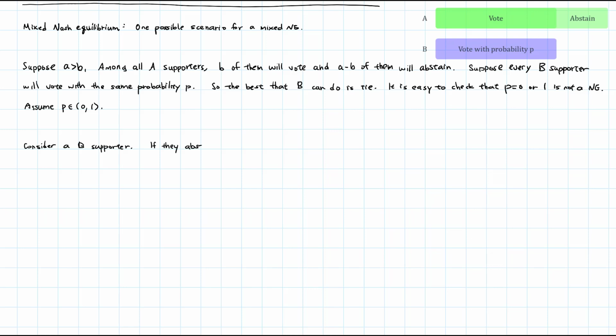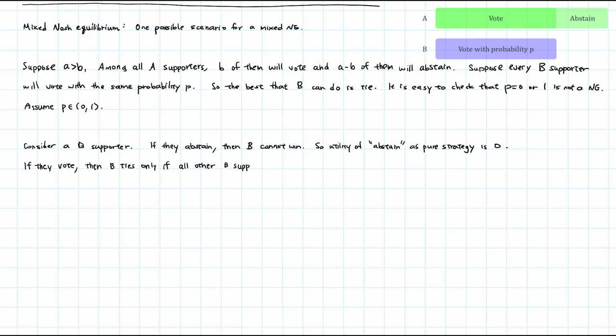If they abstain, then B cannot win. So the utility of abstain as a pure strategy is 0. On the other hand, if they vote, then there are two possible outcomes. B ties with A only if all the other B supporters vote, which will give us utility 1 minus C. Otherwise, B loses and our utility is minus C.